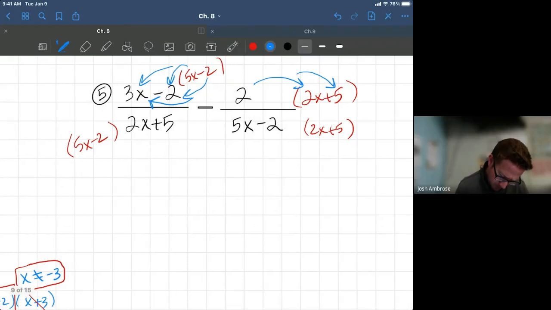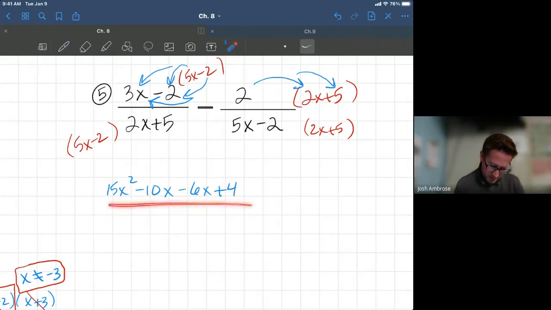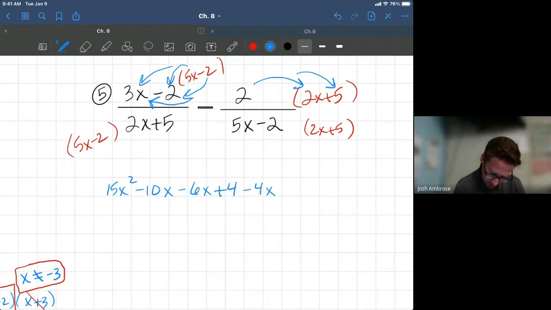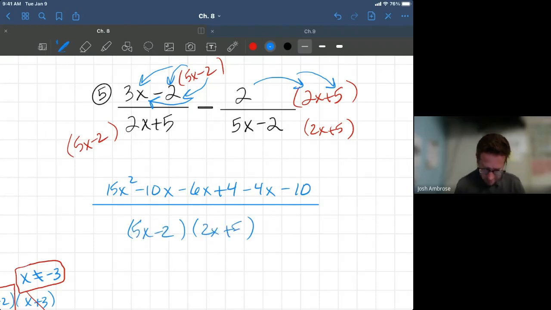So here we go. We got a 5x and a 3x. That's going to give us a 15x squared minus 10x. And then you got a -2. It's going to give you a -6x. And then that's a +4. So everything that I did here came from this right here. Now the opposite side, we're going to have a -4x and a -10. All of this is over a common denominator of (5x - 2)(2x + 5).